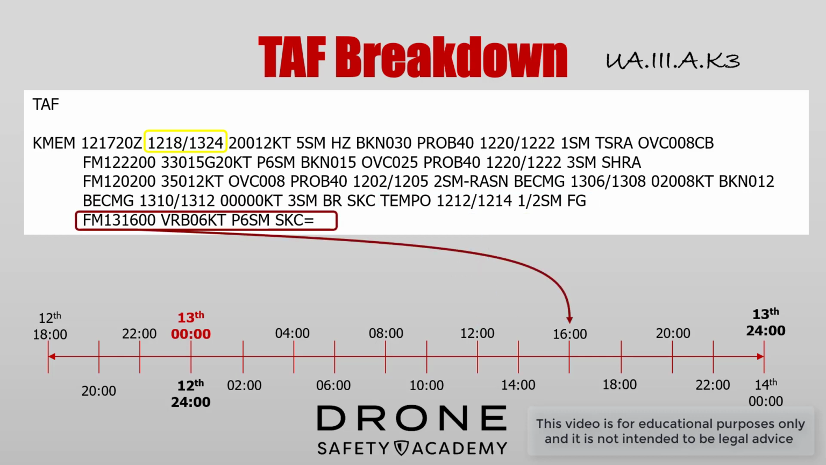And on the final line, we have a new FM group starting on the 13th day of the month at 1600 hours. Wind is expected to be variable at 6 knots, visibility 6 statute miles or more, and the sky is clear.